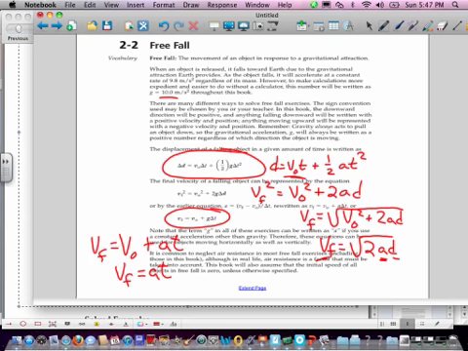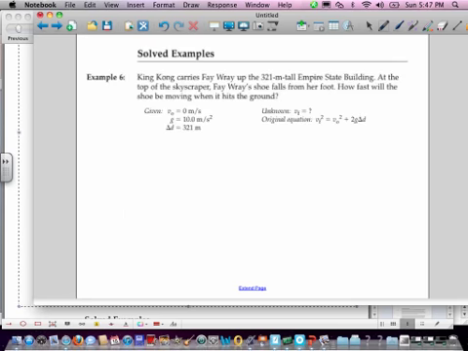Most of the time, these things are 0. I would say probably 98% of the time that we do problems, we're not going to have initial velocities. But on the occasion that you do, this is the formula that you would use. All right, let's go through some of these sample problems.